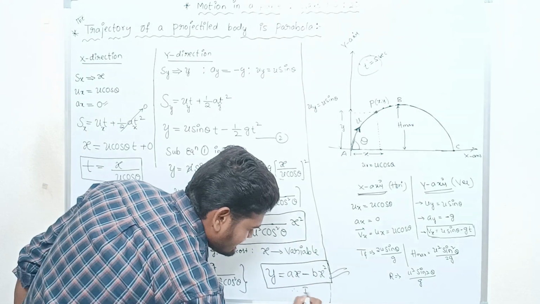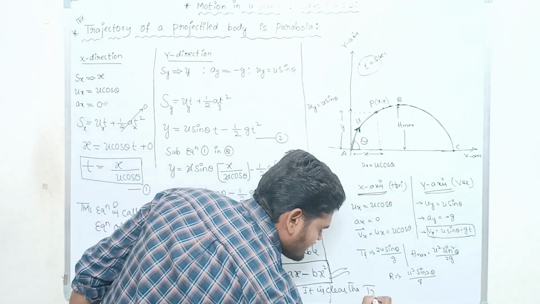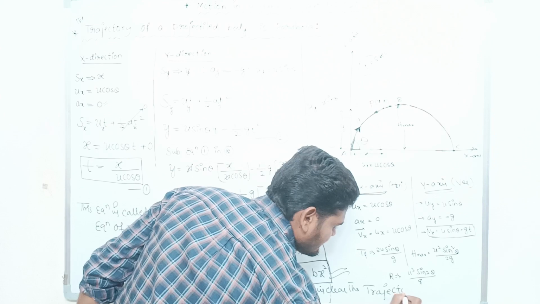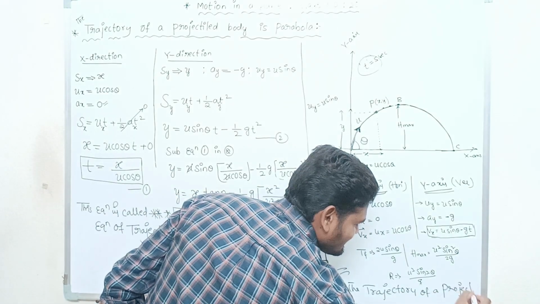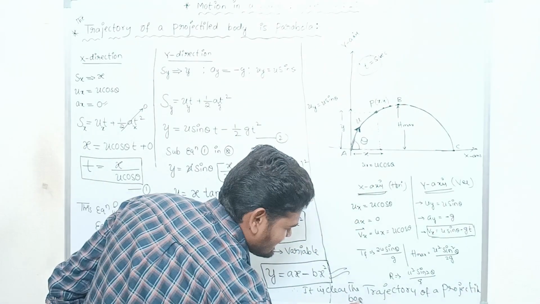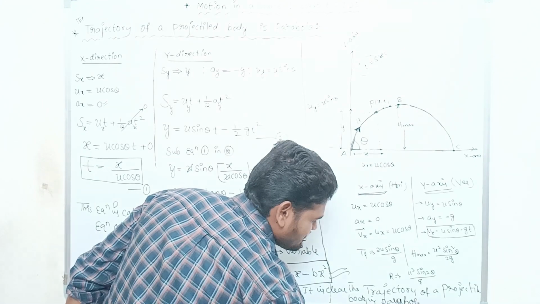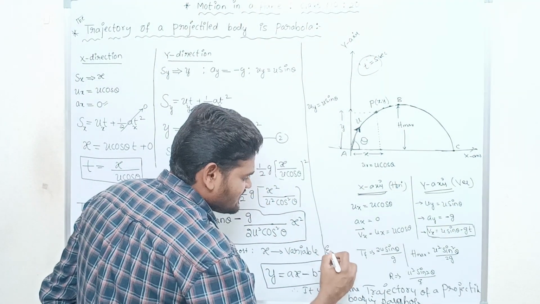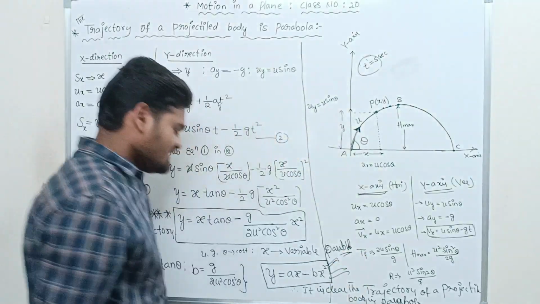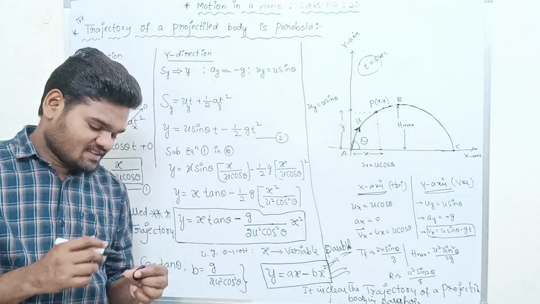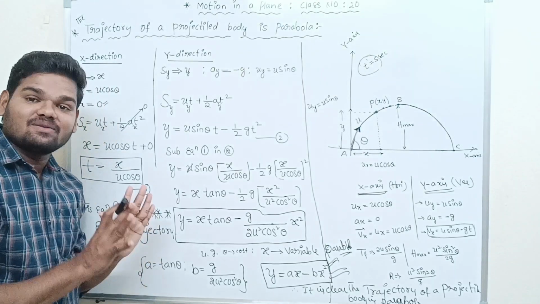So therefore, it is clear that the trajectory of a projectile body is a parabola, because this equation shows this is the equation of a parabola. Okay? So hence proved. Okay, right. Have you understood? Any difficulties there? Easy problem, easy thing.